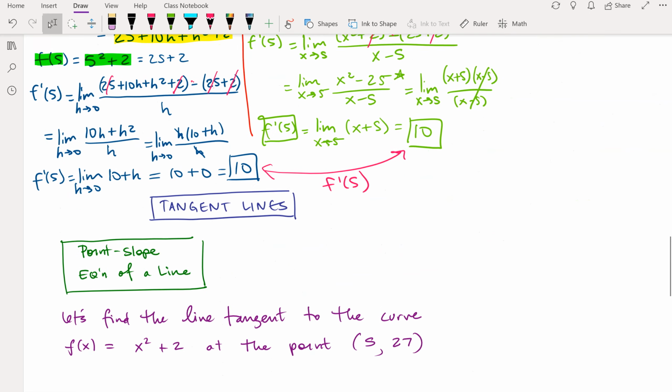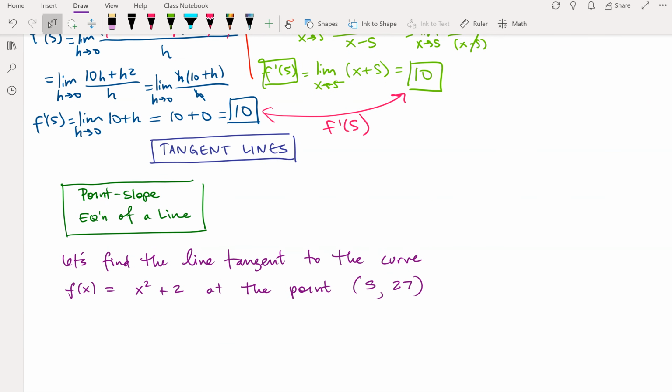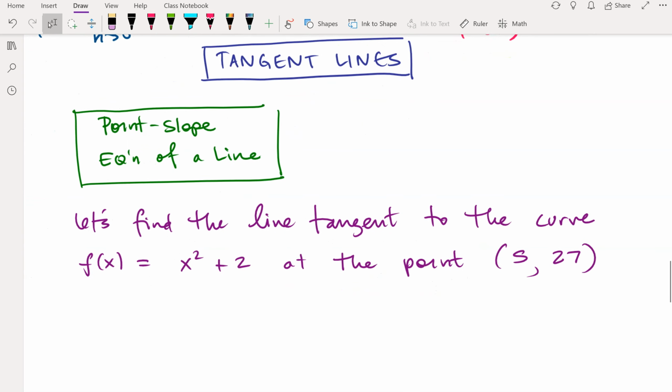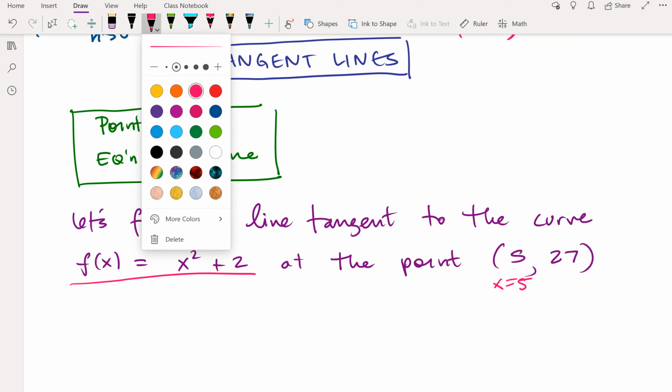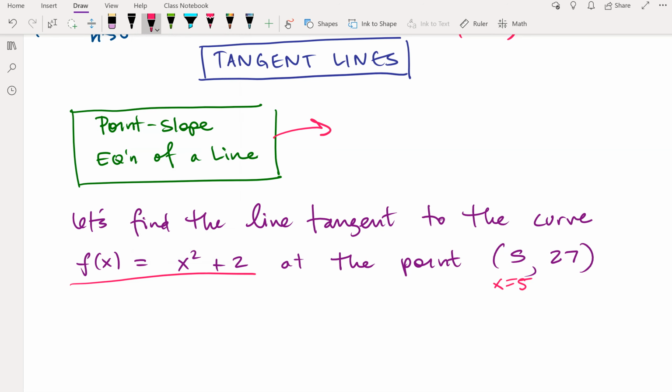So let's find the line tangent to the curve. This is the curve from the previous example that we used. So let's find the line tangent to this equation at the point where x equals 5, and then y equals 27. All right, cool. Before we find the line tangent, we need to know the point slope equation of a line. So let's do that.